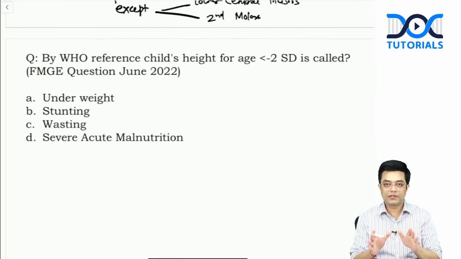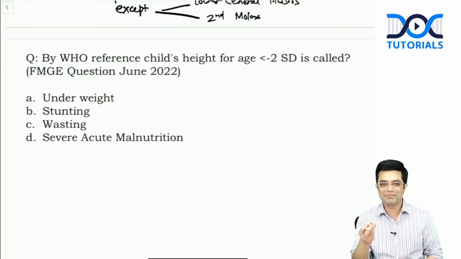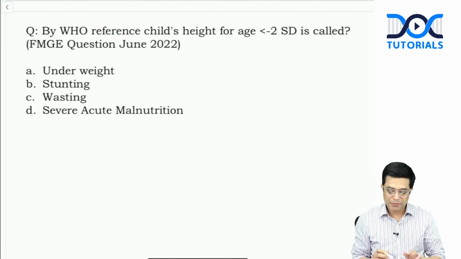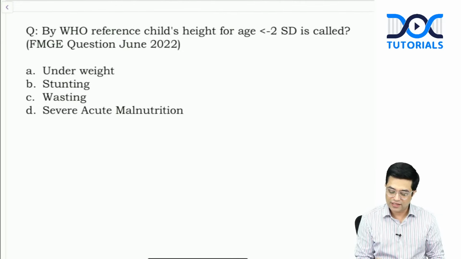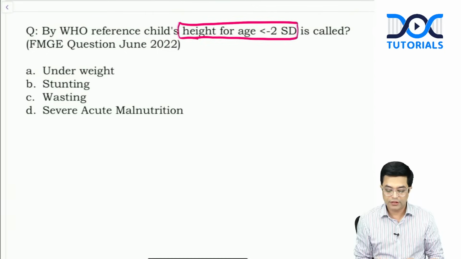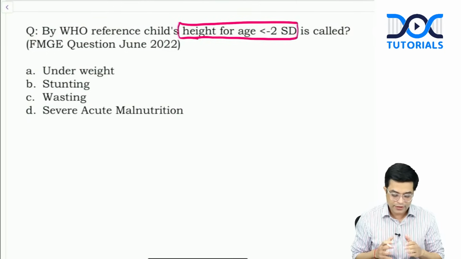All of the questions I have selected are recent questions. All of them are actual questions, right? Actual means not the exact question, but there can be a minor variation in the recall. So the next question says, by WHO reference, child's height for age below -2 standard deviation is called. It is a June 22 FMG question. What is your answer? Height.